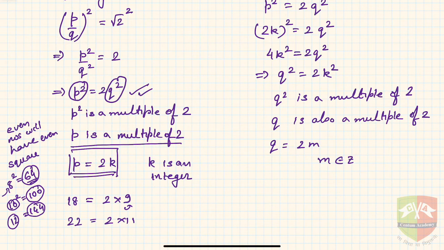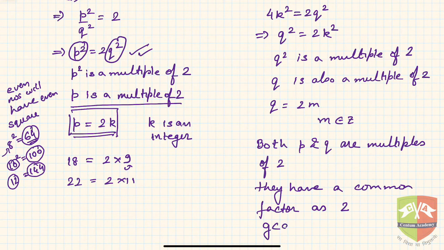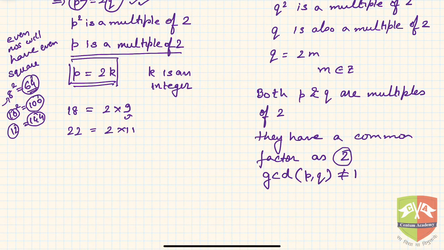So clearly, if you see, both p and q are multiples of 2. What does it mean? This means they have a common factor of 2. If both p and q are multiples of 2, then they will have a common factor of 2. So 2 is a factor of p as well as 2 is a factor of q. So there is a common factor 2 for both, which is greater than 1. So hence we can say that GCD of p and q is not equal to 1. Why? Because there is a factor 2 already, right? So the greatest common divisor of p and q is not 1.